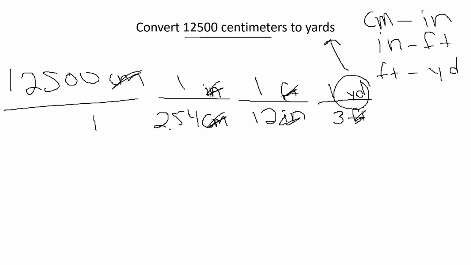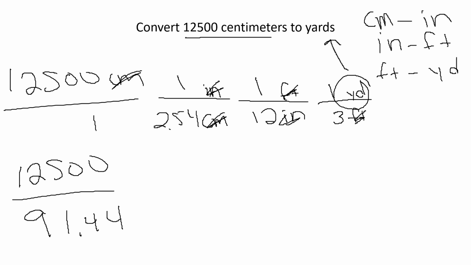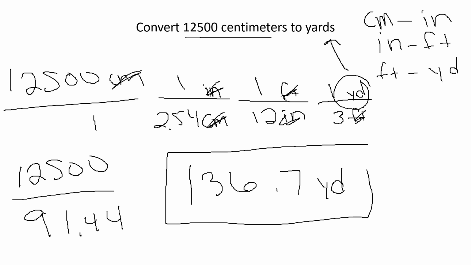Now we just multiply. Well, 12,500 times 1 times 1 is 12,500. Now, time for my calculator. 2.54 times 12 times 3 is 91.44. Now I'm going to do 12,500 divided by 91.44, and I get 136.701, so 136.7 yards. And that's it.